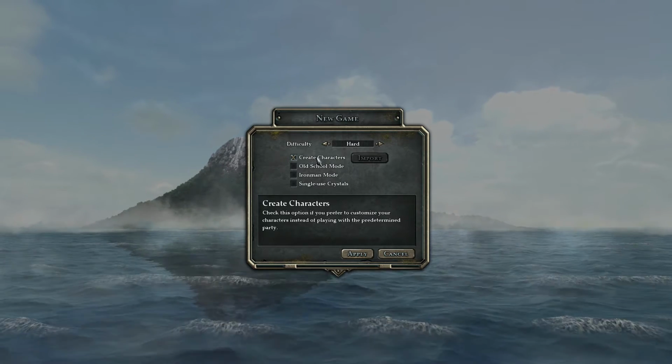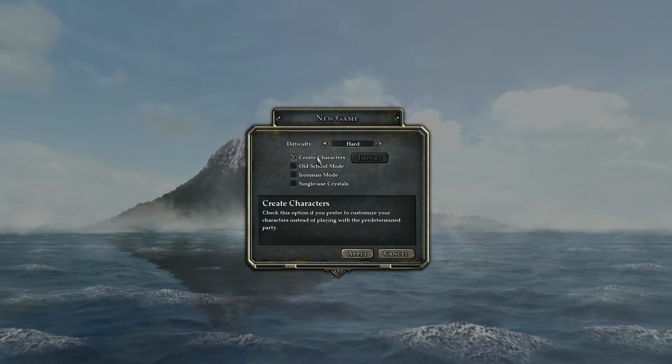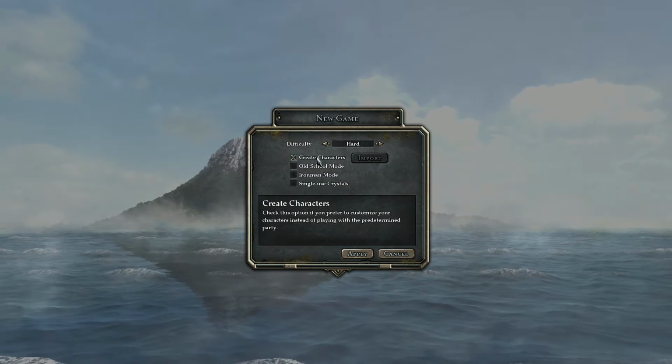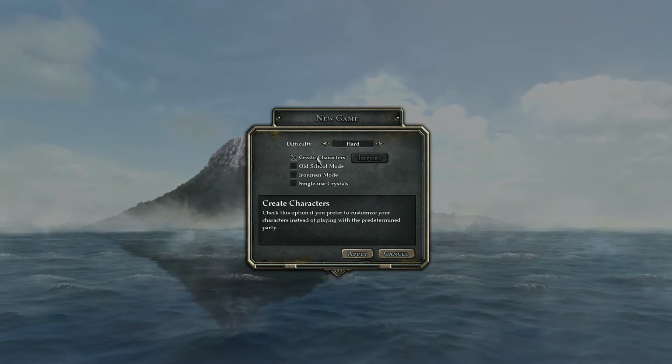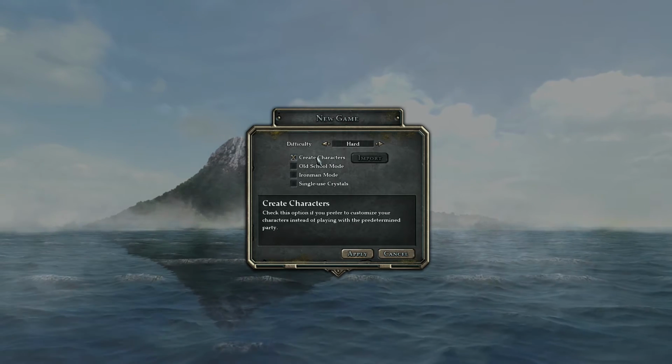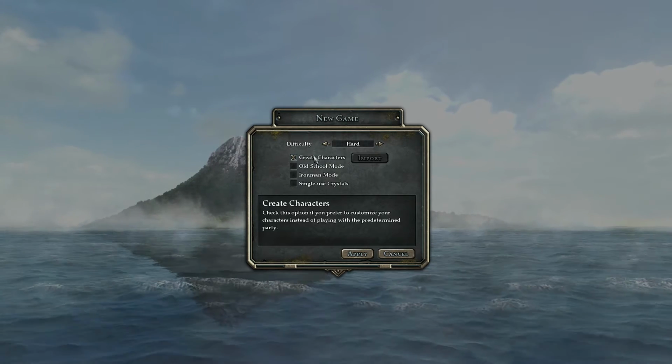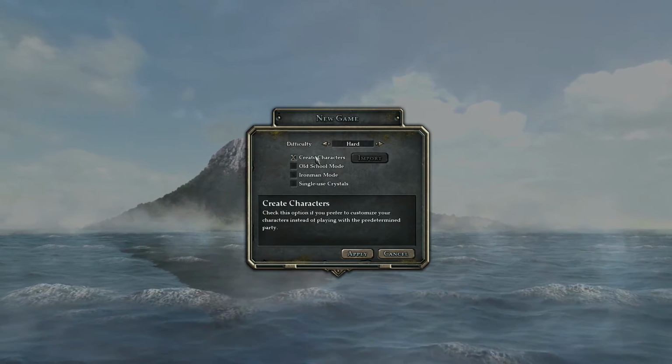Now, this predetermined party has a human warrior, a Minotaur barbarian, I believe an alchemist or a rogue, and a wizard. I'm not entirely certain. But I'll be making my own party, simply because I like to.